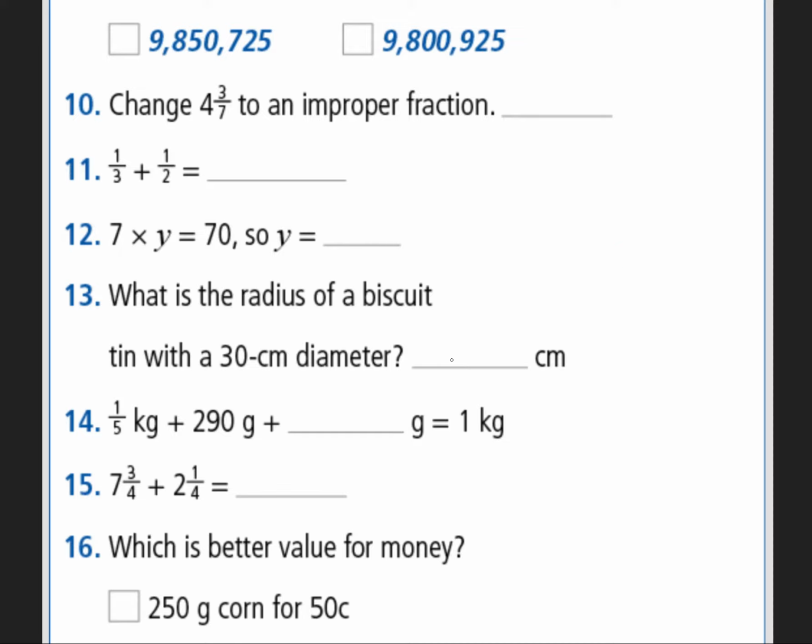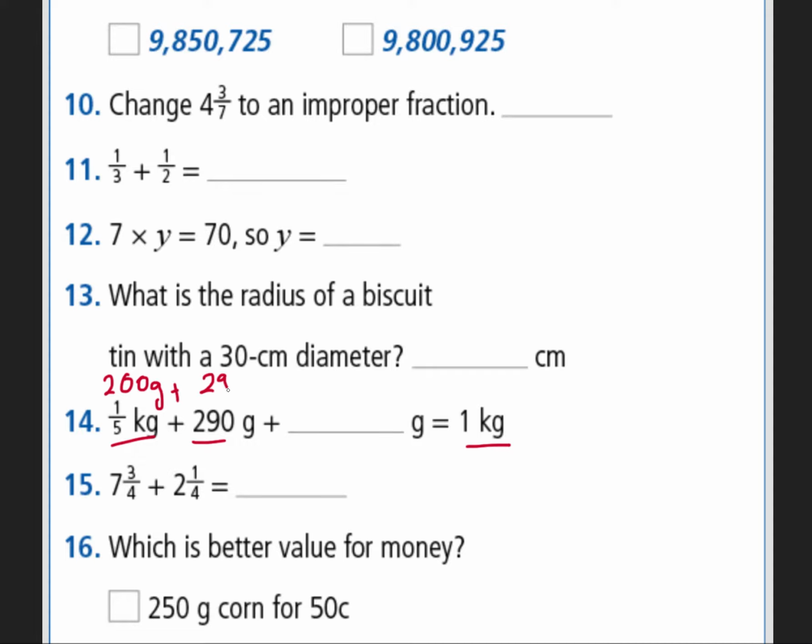Number 14, we have 1/5 of a kilogram plus 290 grams plus a certain amount of grams is equal to 1 kilogram. Now, what we've got here is a fraction. We've got grams and we've got kilograms. And we'd like all of these to be the same so that we can get our answer. So I'm going to change all of these into grams. So 1/5 of a kilogram, well, there's 1,000 grams in a kilogram. So 1/5 of a kilogram is 200 grams.